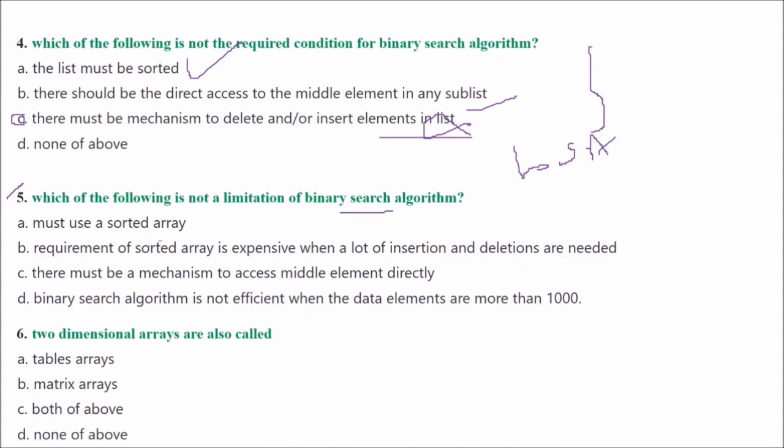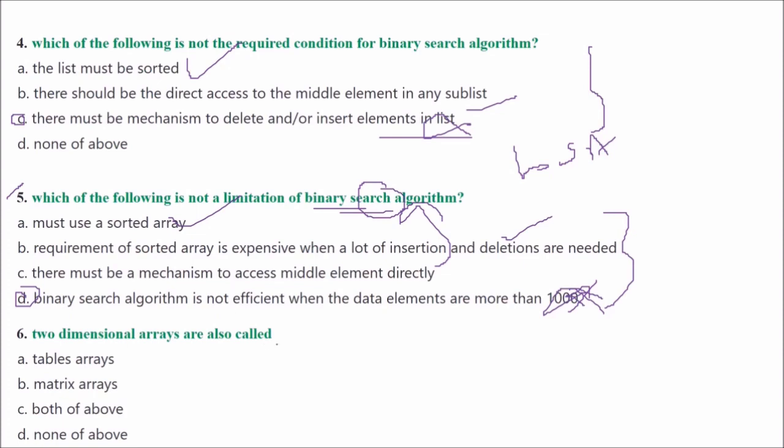The answer is, please read it very carefully. The answer is D. Binary search algorithm is not efficient when data elements are more than 1000. No. Must be sorted. Requiring a sorted array is a limitation: the cost of maintaining a sorted array is expensive and a lot of insertions and deletions are needed. Of course, because it has to again balance itself to be a binary search tree. There must be a mechanism to access middle element directly. This is also a requirement. This is not a limitation actually.